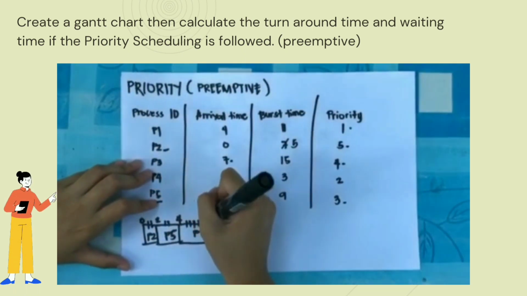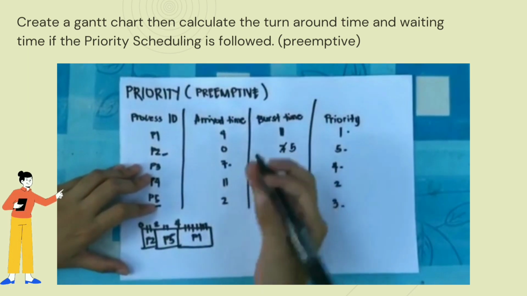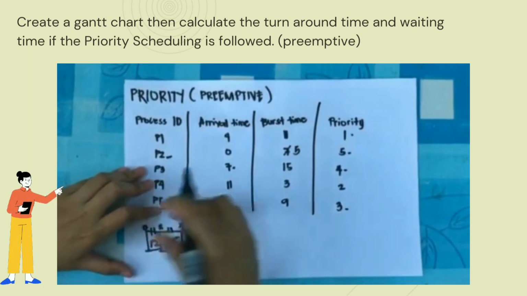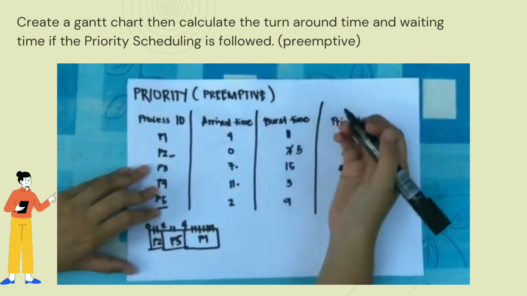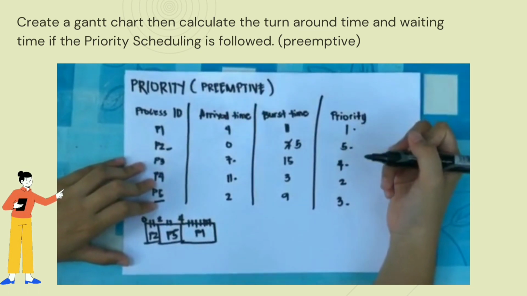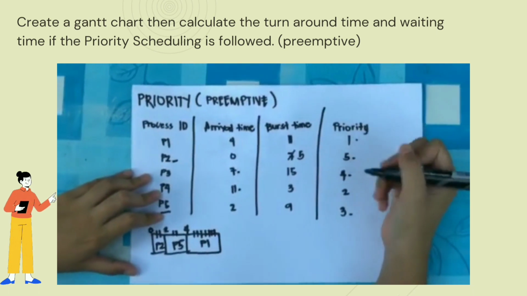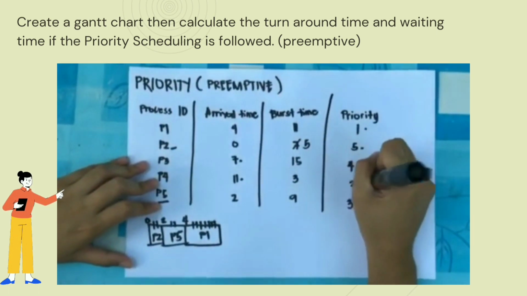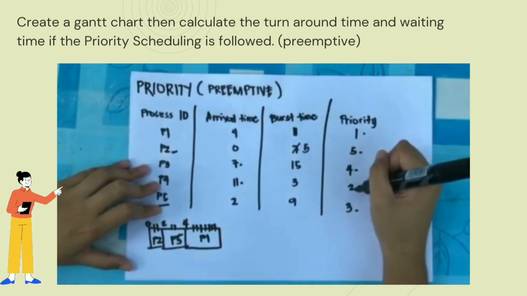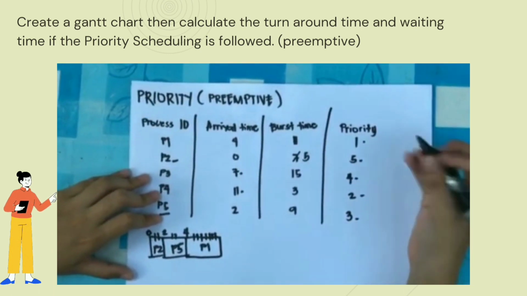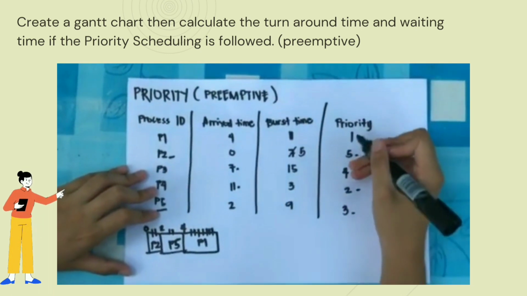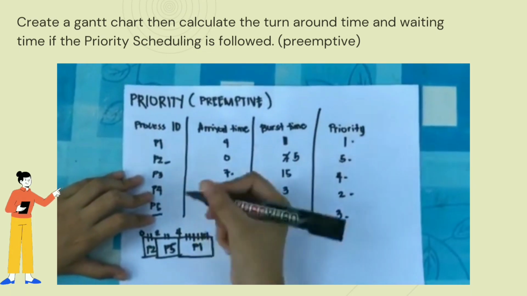7, 8, 9, 10, 11. So, pang 11 naman, dumating si P4. So, check natin ngayon kung mas mataas yung priority niya kaysa kay P1. Ang priority ni P4 is 2. Mas mataas pa rin si P1. Ngayon, proceed pa rin tayo kay P1.